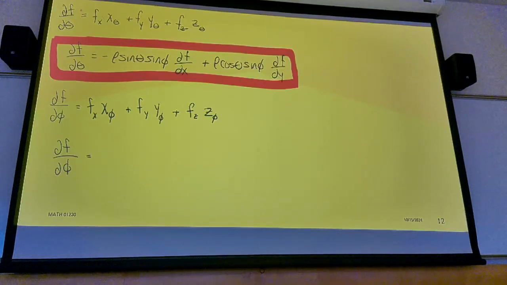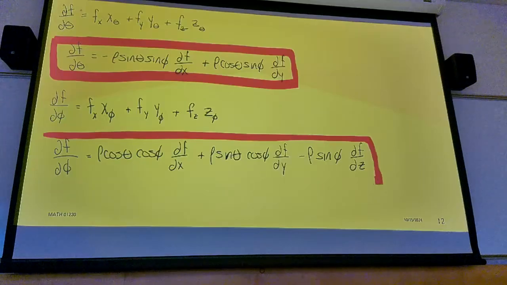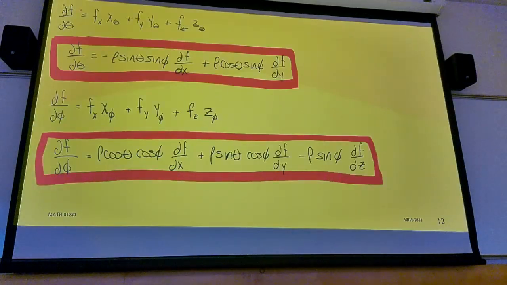So now, what is it? Rho cosine theta cosine phi partial f partial x plus rho sine theta cosine phi partial f partial y minus rho sine phi partial f partial z. There are your spherical partials. Again, they are extremely important in the study of physics.